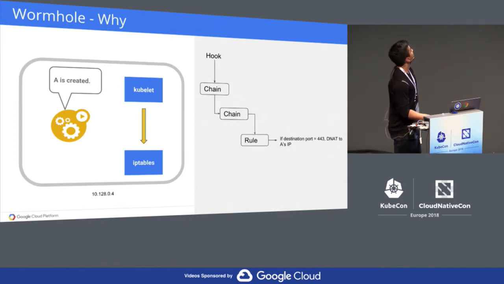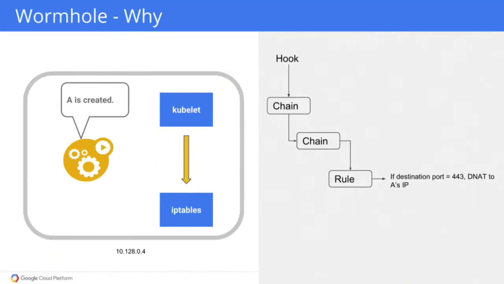In this case, A was created. This is the daemon set. As I mentioned before, kubelet programs the iptables rules for the host port. It programmed one rule in a chain, and it basically said, if the destination port is 443, then DNAT to A's IP.